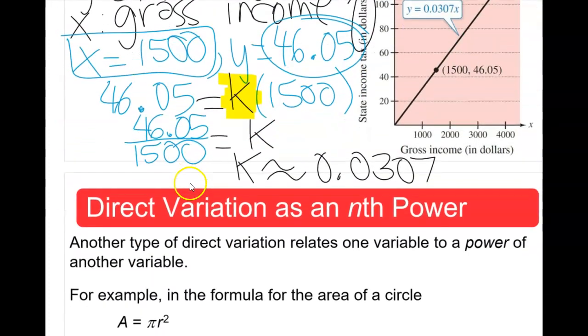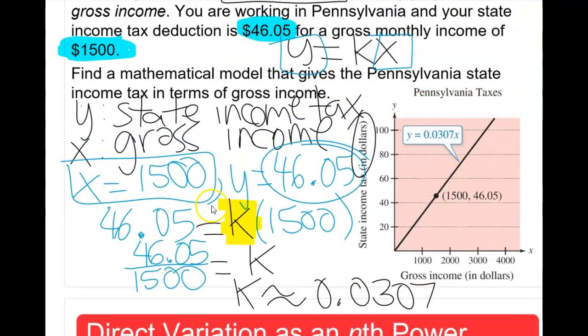Now that we know k, we know that the model will be written like the equation that you see written there. So it will be y equals the constant of proportionality and then x, which is the gross income.